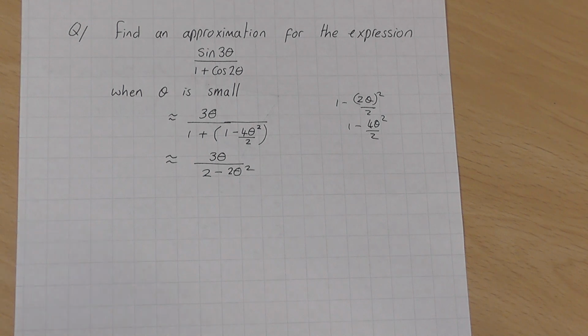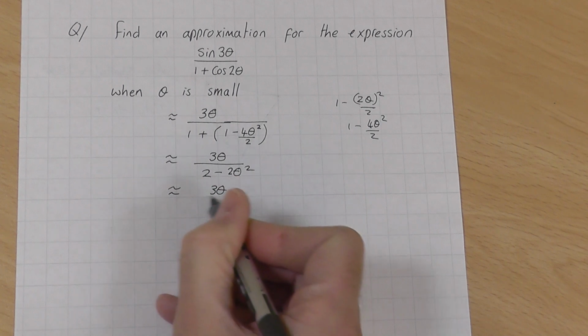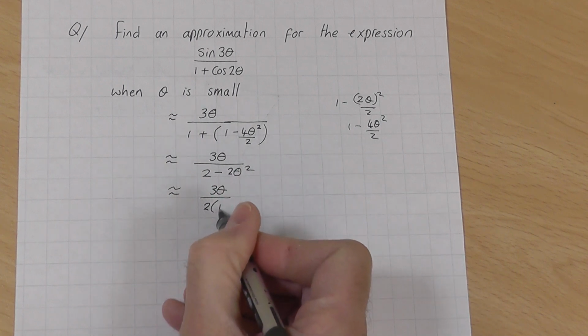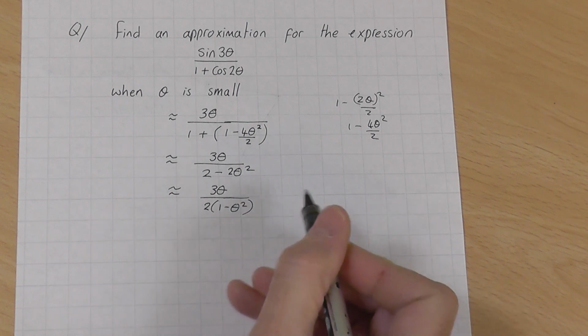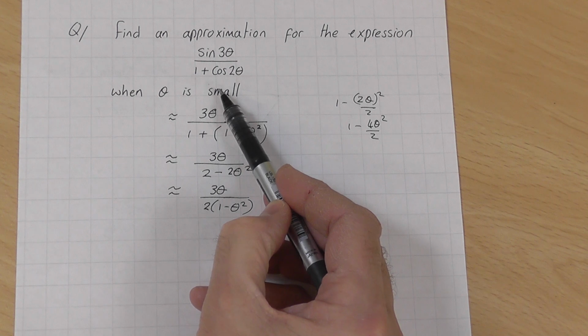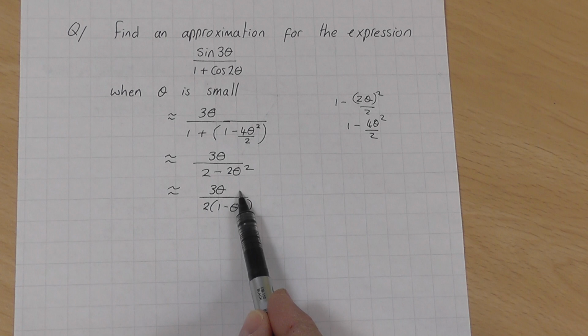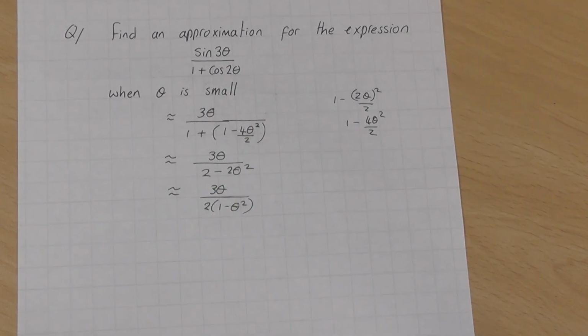It doesn't tell you that. So what you've got to do is leave the theta squared and the theta in the answer. So we've got approximately equal to 3 theta over, and now do a common factor, 2 lots of 1 minus theta squared on the bottom line. So for small angles of theta, that expression there is approximately the same as that expression there. And you can't ignore the theta squared here because you're not told to ignore the theta squared. You must leave it in the final expression. That's the end of this little video.